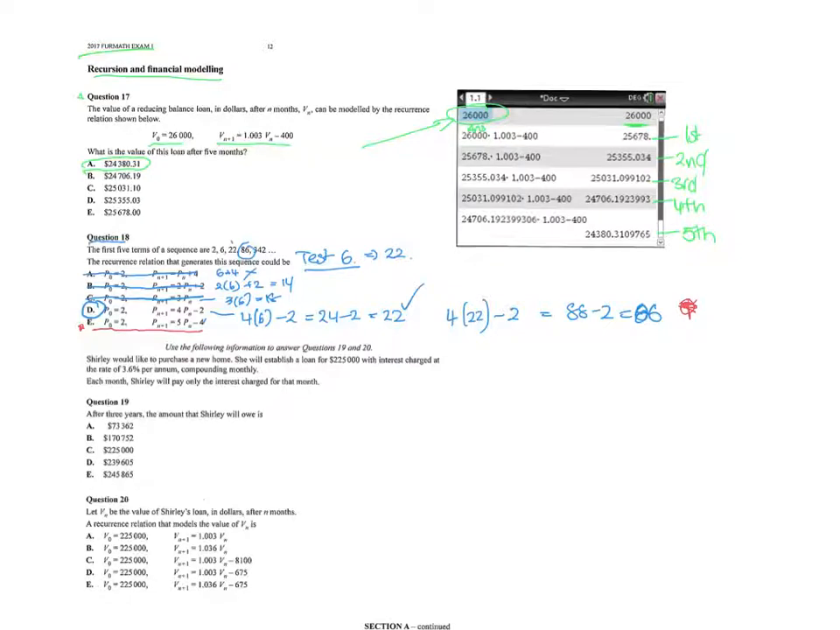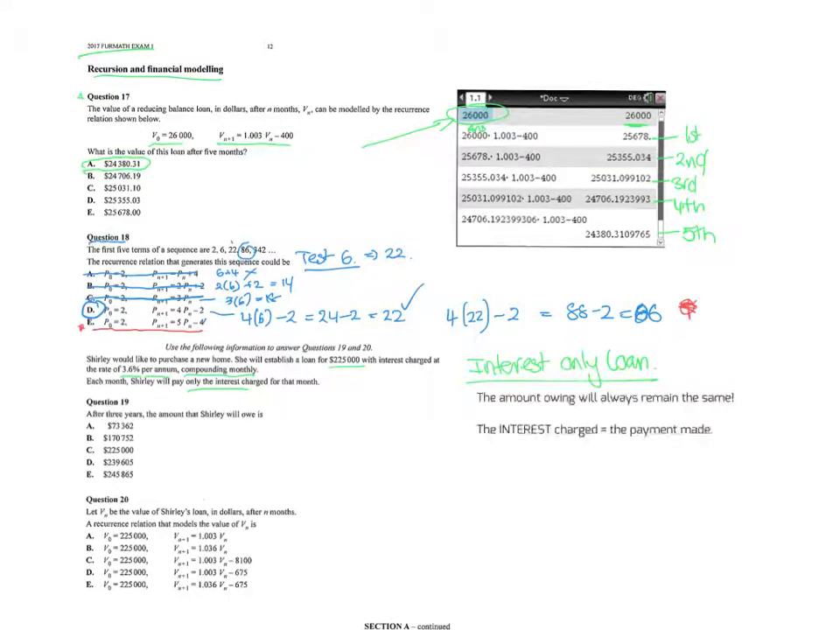Shirley would like to purchase a new home and she will establish a loan for $225,000. The interest is charged at a rate of 3.6% per annum, compounding monthly. Each month, Shirley will pay only the interest, so in this case, we have an interest-only loan. With an interest-only loan, the amount owing will always remain the same. The interest charged will be the same as the payment, and that's why it never drops, because you only ever pay the interest. So after 3 years, when they ask how much Shirley owes, she owes the same amount. She's only paid interest, so she hasn't dropped any of the loan. So there's C.